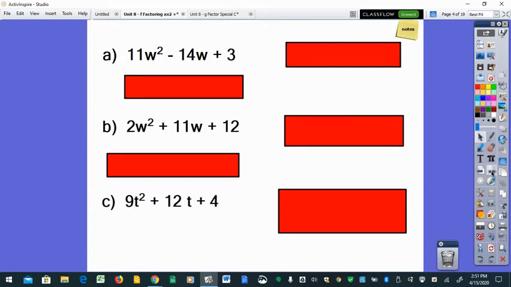So why don't you give it a try right now on the first one? Just pause the video and try A. If you're stuck, come back and I'll give you a hint to get started.